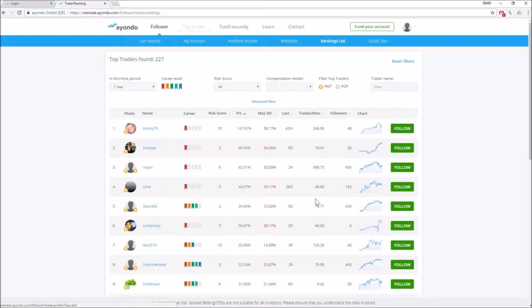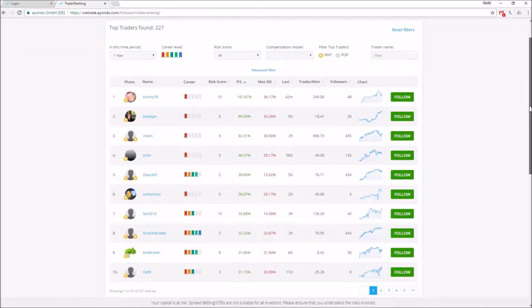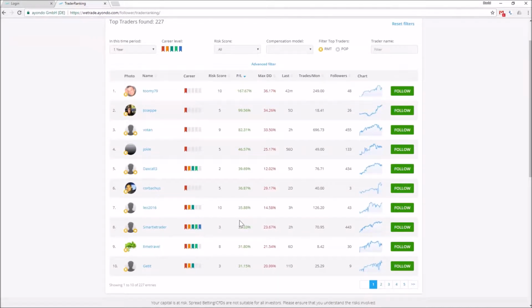And DAX Call 3 has got a good one there. I mean, Toomey at the top doesn't look too bad. Josep, after a bit of a wobbly start. So there are lots of interesting traders, I think, just in that top 5 or 6 that could be worth a follow. And if we scroll down the list, clearly the returns drop off fairly drastically, but still, a 30% return is not to be sniffed at.